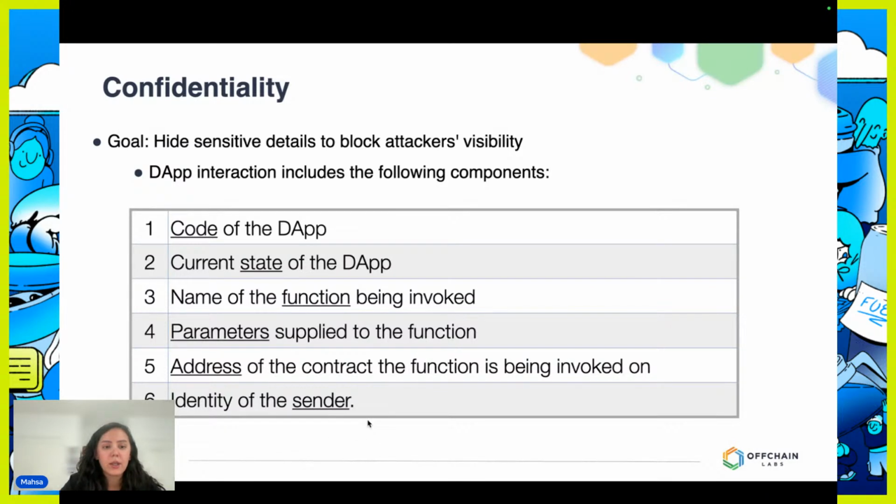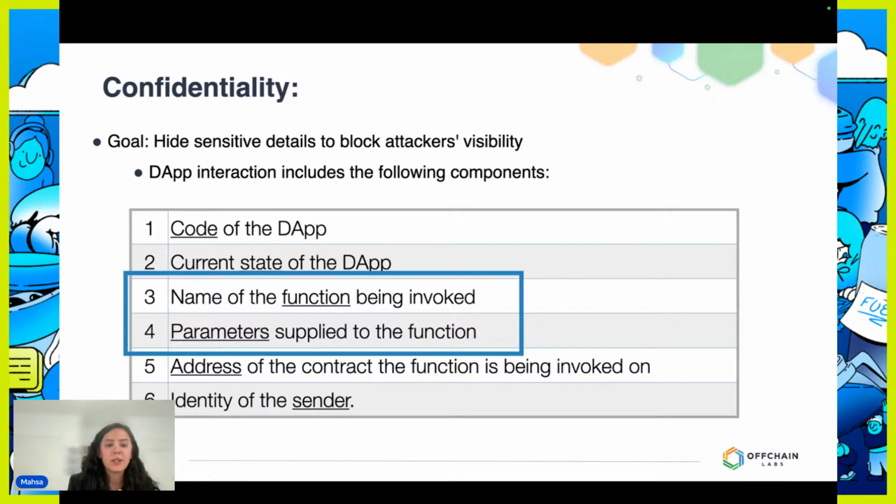You can see the code of the application. You can see the current state. You can see the name of the function that is being called. And you can even see the parameters that are being fed into the function. You can see the address of the contract that is being invoked, and you can even see the address, somehow the identity of the sender. So if you want to prevent front running, you can think and decide which of these elements you can hide from the attacker.